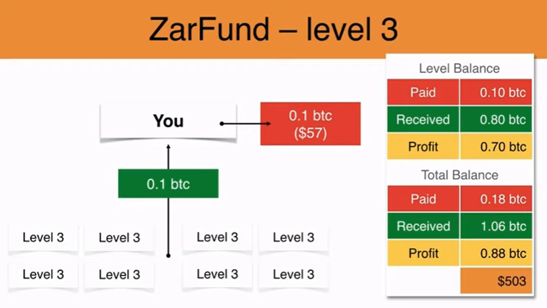You paid altogether a complete balance of 0.18 BTC. You received 1.06 BTC for a profit of 0.88, which will leave you at a grand total of $503.